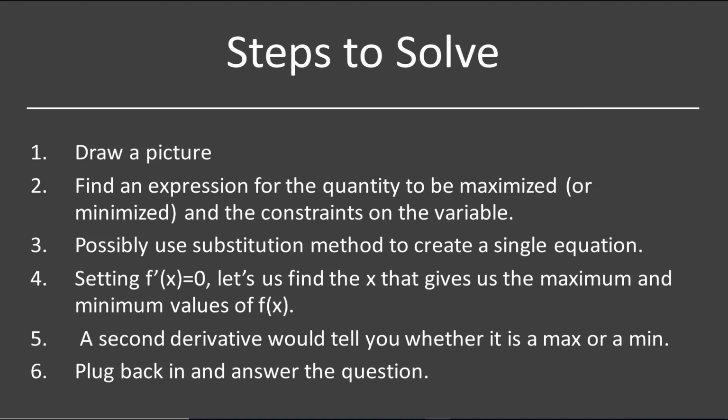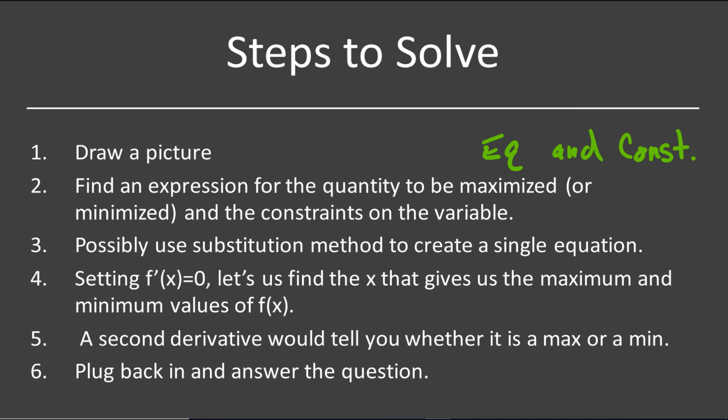And now the second one's the most convoluted wording. I don't know why it's written like this. I don't know why I have it, but it's correct. So we want to find an expression for the quantity to be maximized or minimized, and the constraints on the variable, which is basically just saying this. We need to find an equation and a constraint. I'll talk more on that in a second, okay? You're going to find two different things.